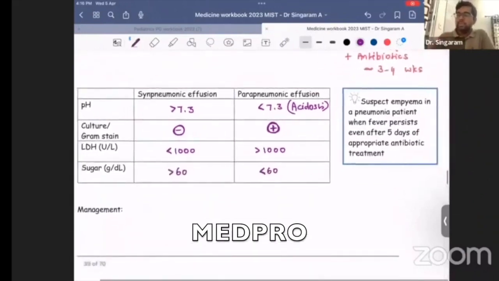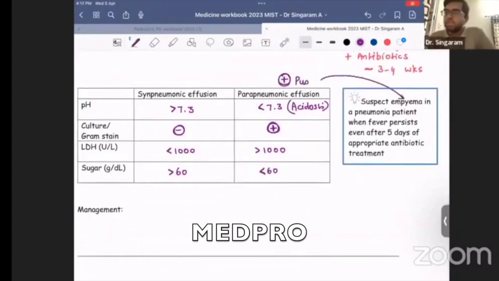And don't forget, while you're doing the pleural fluid analysis, presence of pus will indicate that it is not only parapneumonic effusion, it is going into empyema. That is what it is. So that is what I've written, like a clinical clue I have written.